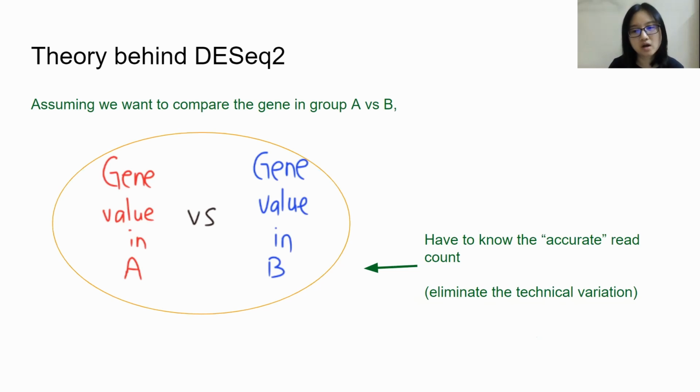Now we try to see how we actually investigate it. First, we need to know the accurate read count for this gene, because as you have known earlier, the gene expression value shown in the sequencing result is not the real value of the sample. It is biased by technical variation. So at first, we need to eliminate the technical variation. Okay, so now there are 2 tasks for DESeq that I want to do. First is to get the accurate read count, and second is to compare the log2 fold change value to see whether it is enough to reject the null hypothesis.